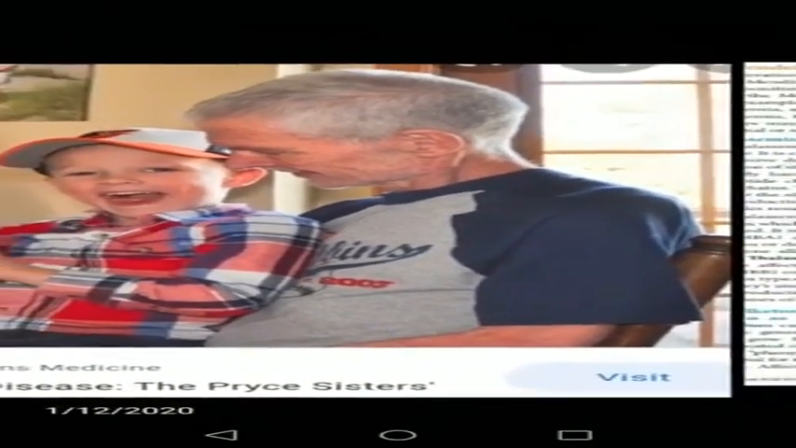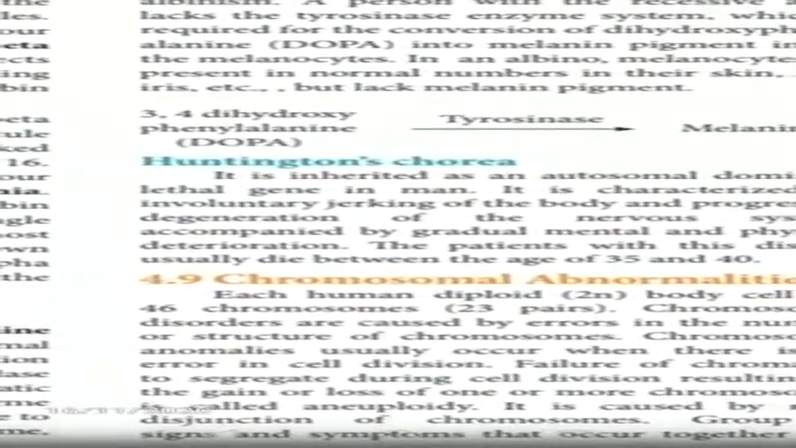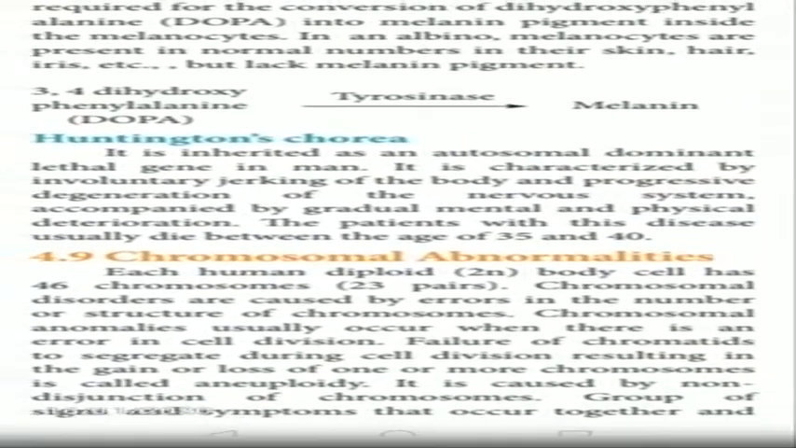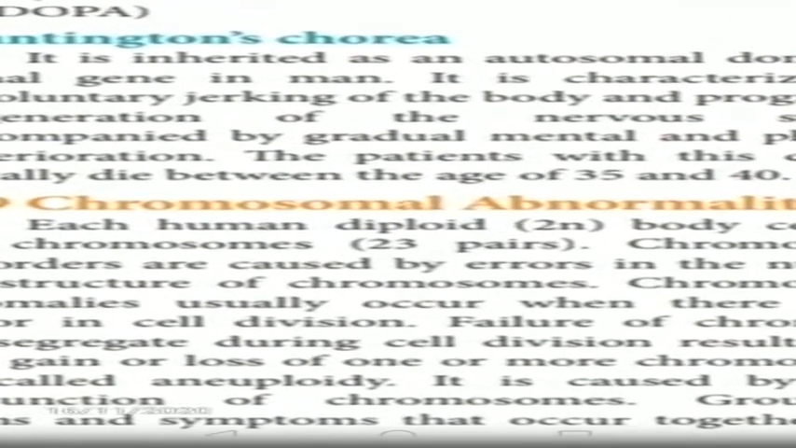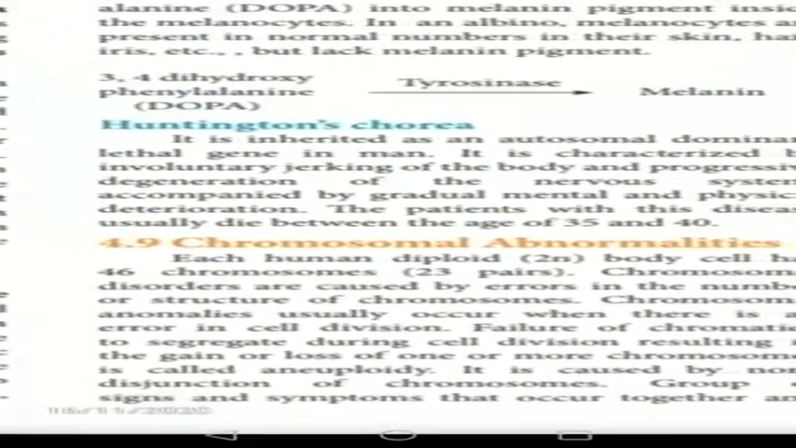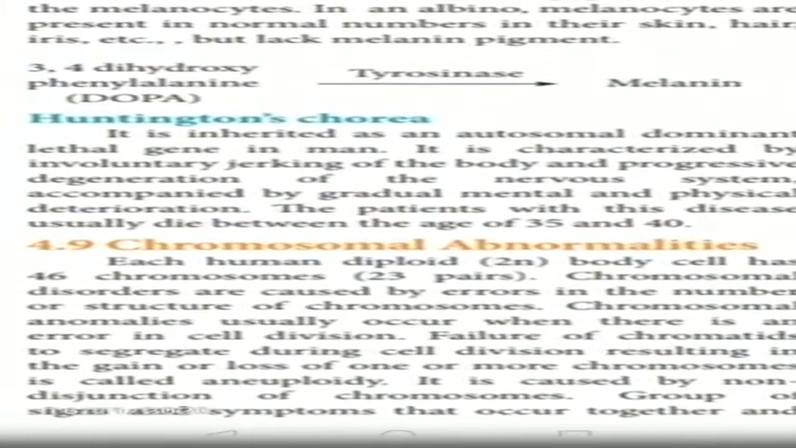The next topic is chromosomal abnormalities. Each human diploid 2n body cell has 46 chromosomes, that is, 23 pairs. A chromosome disorder is caused due to an error in the number or structure of chromosomes. This usually occurs when there is an error in cell division. When there is a problem during cell division, the chromosomal abnormalities will be there.